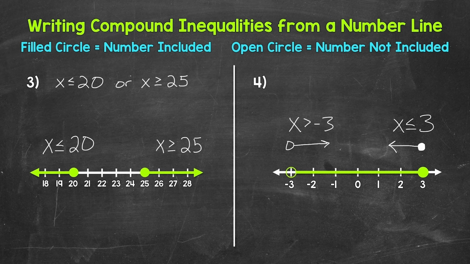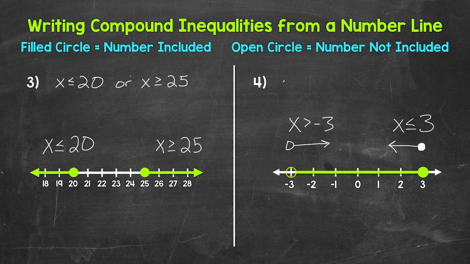And those are our two inequalities that make up our compound inequality. And since this is an and compound inequality, we want where these two inequalities overlap. X has to be greater than -3 and less than or equal to 3, +3. So let's write this out using and then without and.